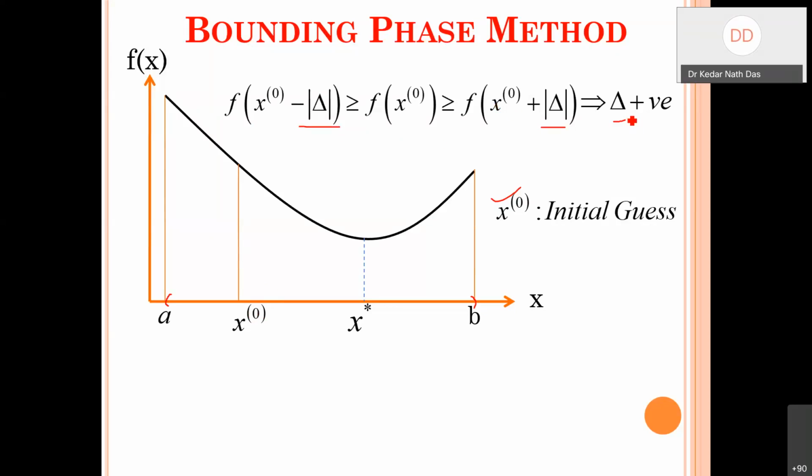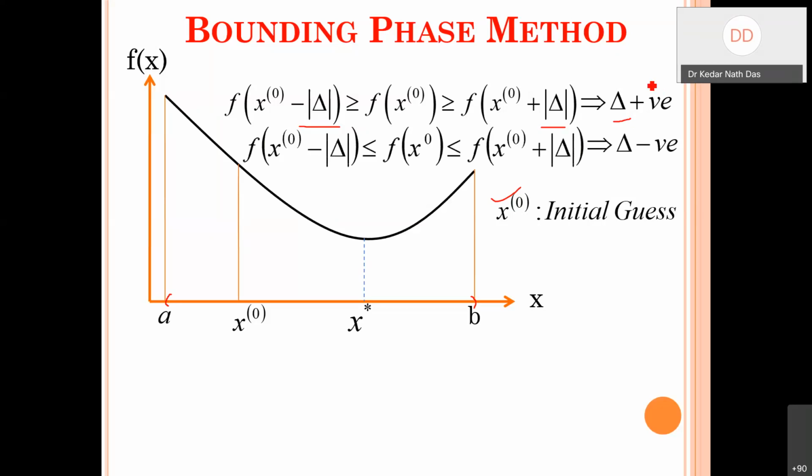You can take a smaller delta to have a more accurate value, greater delta to bracket it quickly, but the accuracy will be less. So you should make a balance of taking the delta value accordingly. Then after, we have to go for the other condition where the left hand side is going to be less. The function value at the left hand side is going to be less than the function at x0, which is again less than the function value to the right hand side. So if it is the case, then the delta is negative.